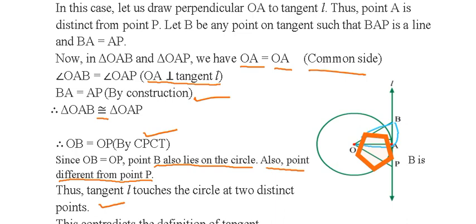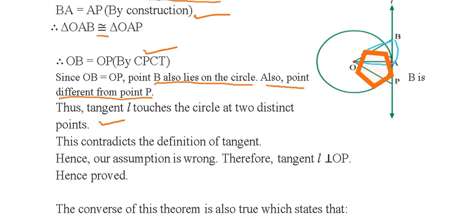This is a contradiction. What do you see here? This contradicts the definition of tangent, right? Hence, our assumption is wrong. Therefore, tangent L is perpendicular to OP. It is proved.